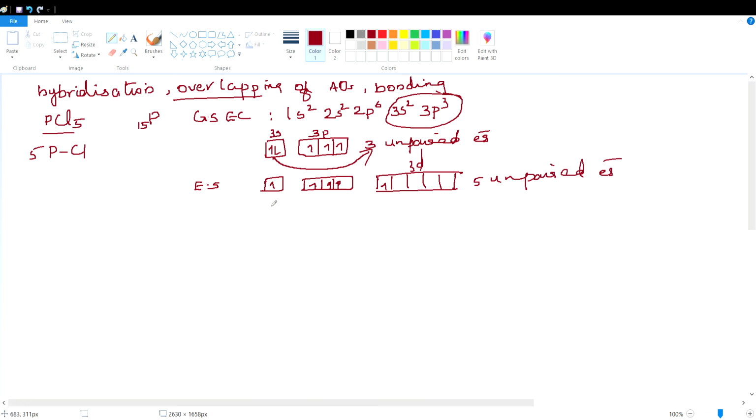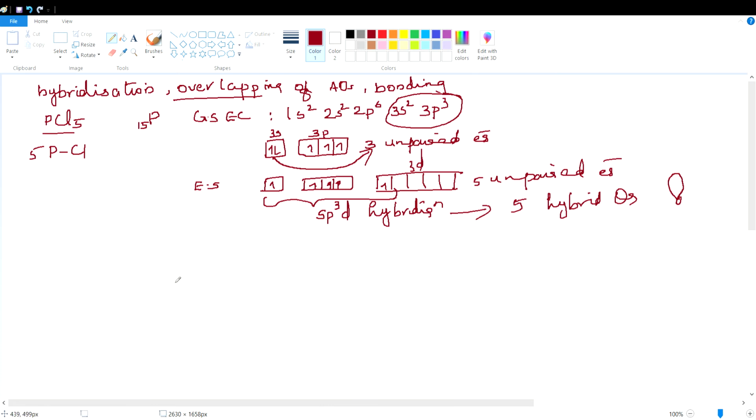Now this s orbital, 3 p atomic orbitals and 1 d atomic orbital undergo hybridization, sp3d. Phosphorus undergoes sp3d hybridization. This hybridization results in the formation of 5 sp3d hybrid orbitals. We know all the 5 hybrid orbitals have identical shape, a larger lobe and a smaller lobe. 5 such sp3d hybrid orbitals are produced.